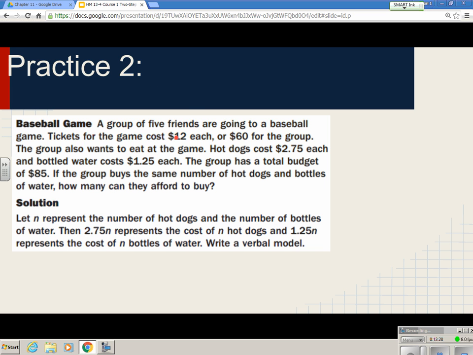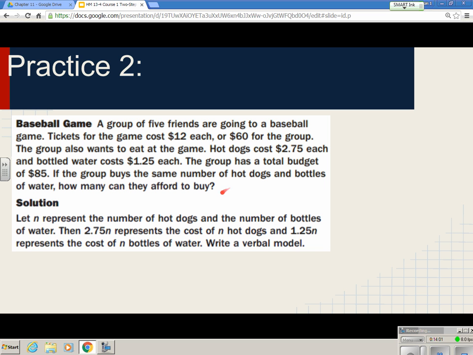Now the tickets for the game cost $12 each, or $60 for the group. How do we get that? 12 times 5 gives you 60. So the group also wants to eat at the game, and the hot dogs cost $2.75 each, yum, and bottled water is $1.25 each. So the group has a total budget of $85, and that's going to include the cost of the tickets. If the group wants to buy the same number of hot dogs and bottles of water, how many can they afford to buy?